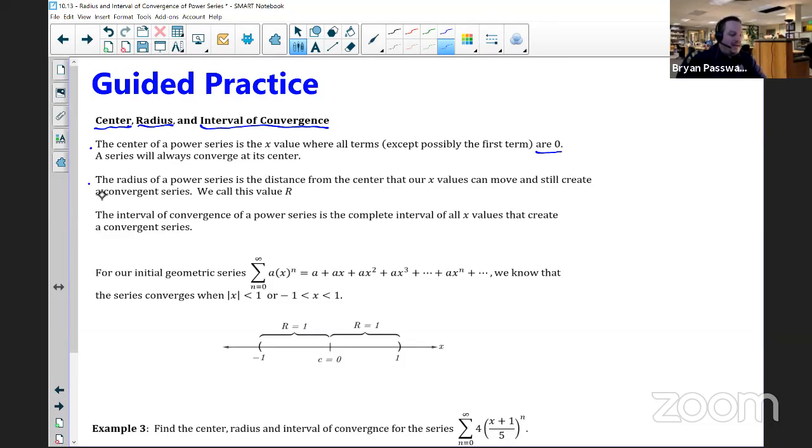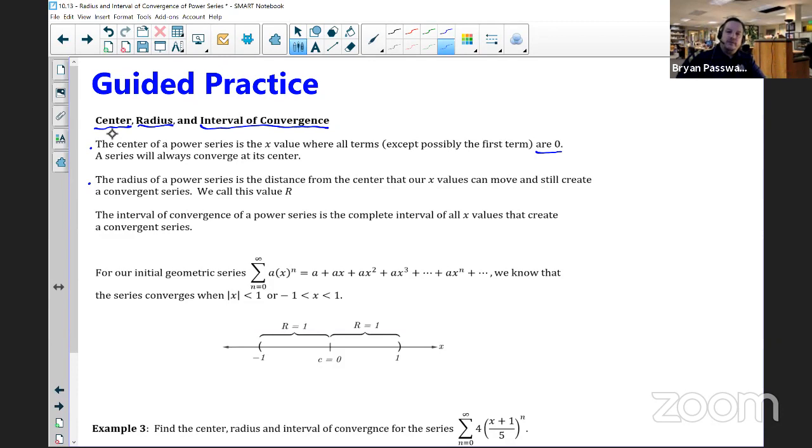The radius of a power series is the distance, right? Think about the radius of a circle. You start at the center of a circle, right? We have a center here as well. And on a circle, the radius from the center is how far you can go in each direction until you get to the boundary of the circle.